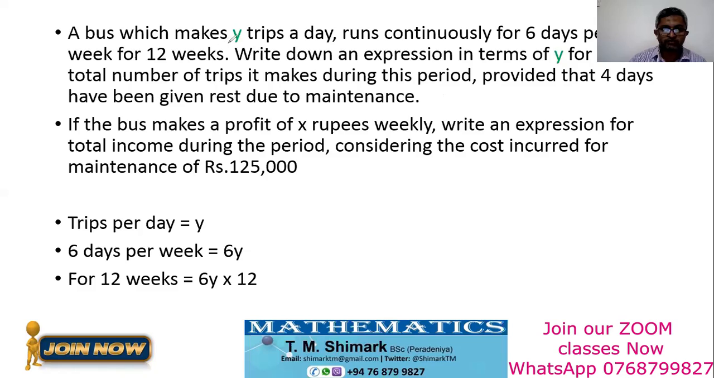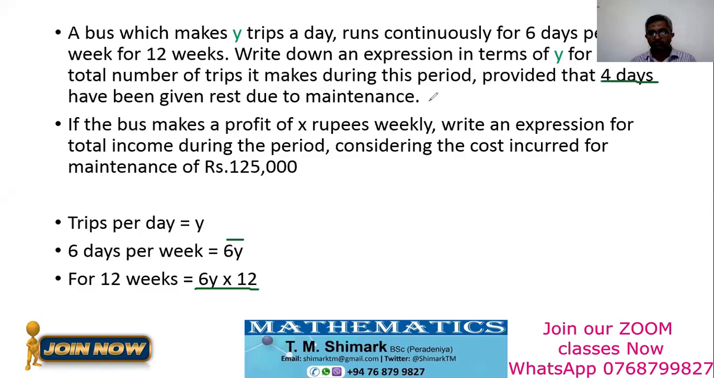A bus which makes y trips a day runs continuously for 6 days per week, which means 6y. There is no question on that. And that happens for 12 weeks. Yes, 12 into 6y gives 72y, that is correct. And when it says write down an expression, you have to write the full one, provided that there is some condition they are giving: 4 days have been given rest due to maintenance.